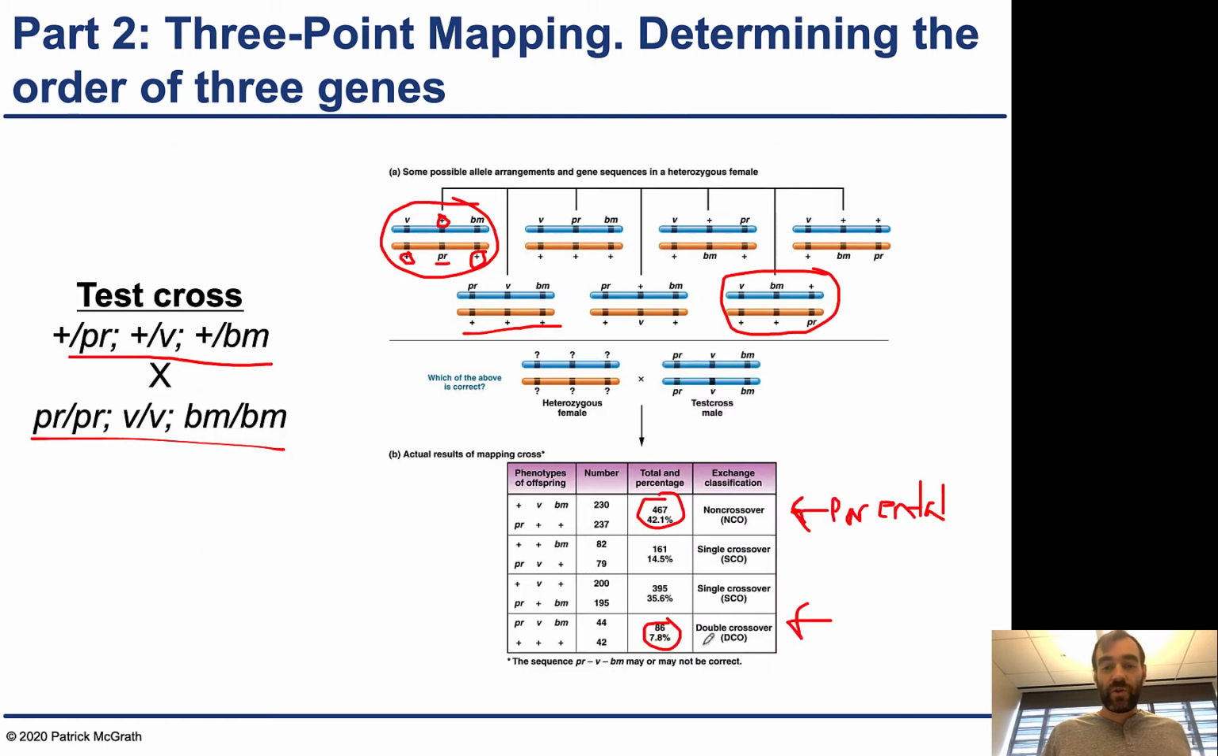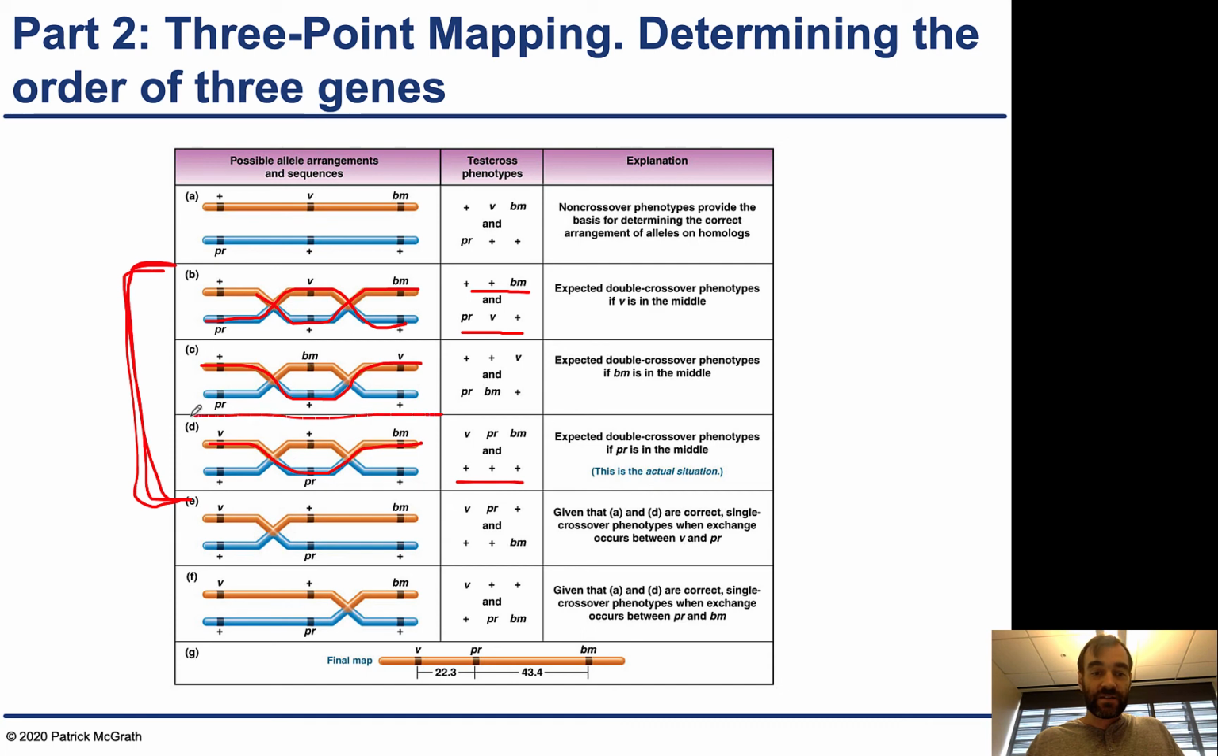When we look at what was actually produced, in the results of this cross, we find that the plus plus plus was actually the double crossover gamete. We knew that because they were the least common gamete among this cross. So we know that this is the situation that occurs. The results of these two categories are simply what's produced when a single crossover occurs. Now that we know that PR is in the middle, we look at what would be produced from this cross right here. That would be VPR plus, and then plus BM, and then the other possible single crossover is when it occurs between these two genes, and these are the ones that would be produced.